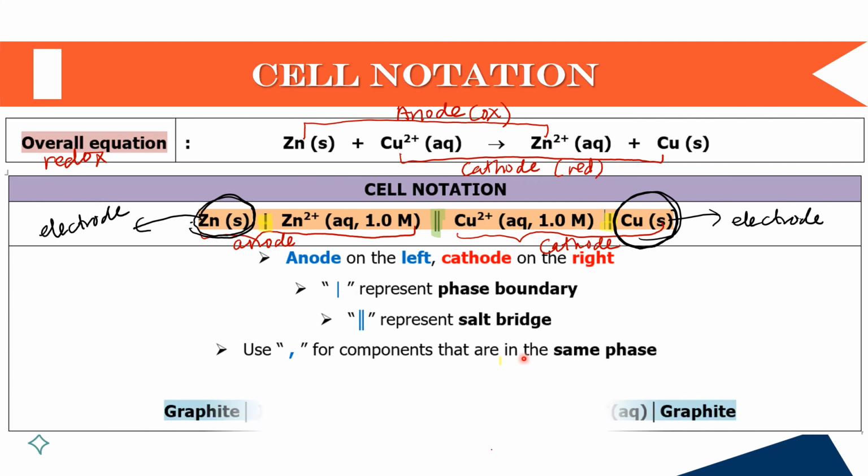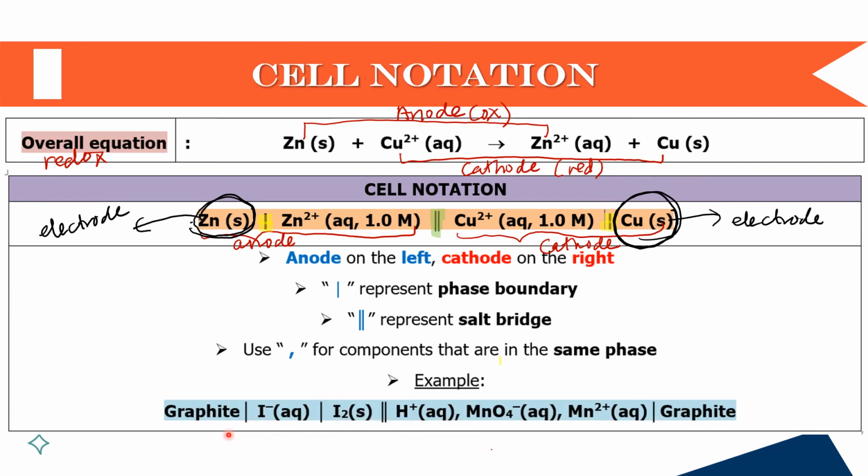What do I mean by this? This is an example: graphite, I minus aqueous, I2 solid, H plus aqueous, MnO4 minus aqueous, Mn2 plus aqueous, graphite. Basically this is an example of a cell notation. Like I mentioned before, at the end of each side, left hand side and right hand side, graphite is our electrode over here. So this is electrode, this is electrode. It needs to be solid.